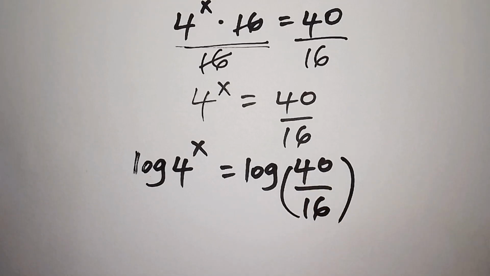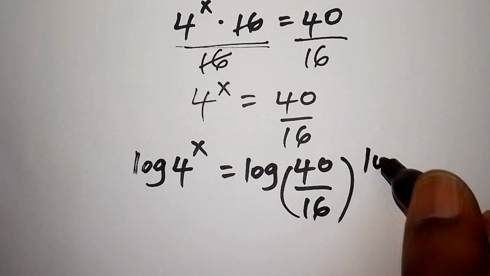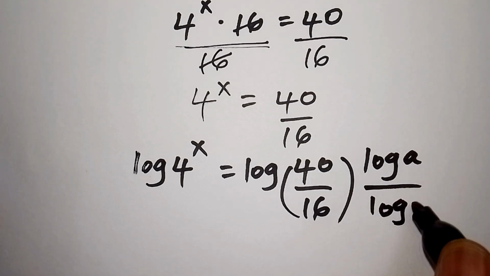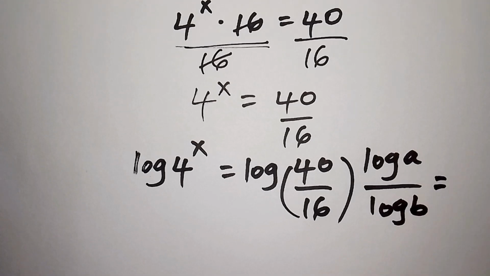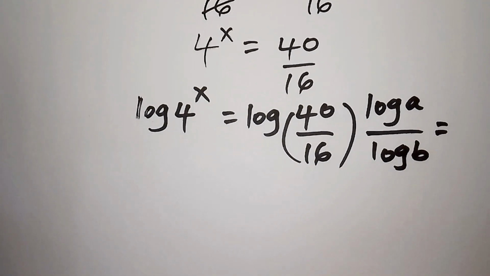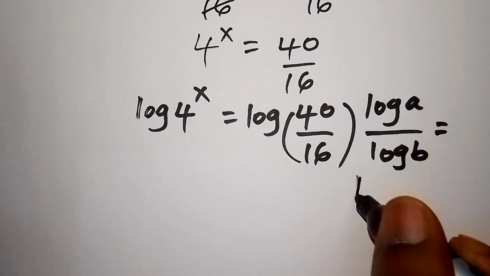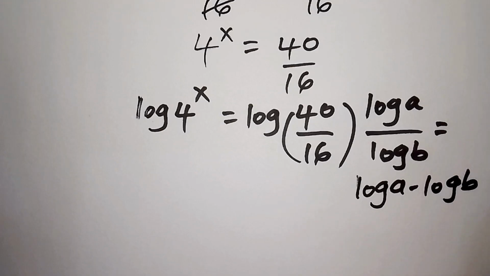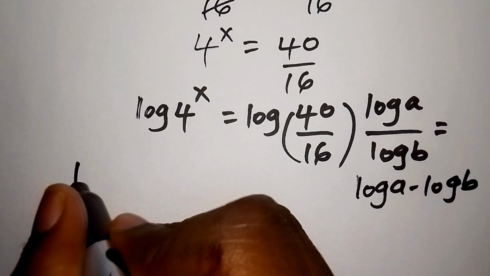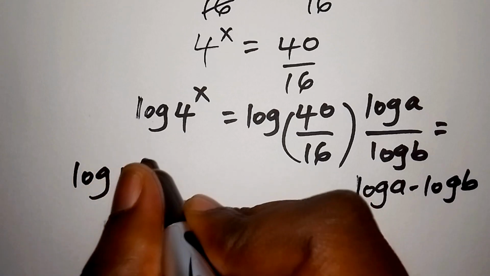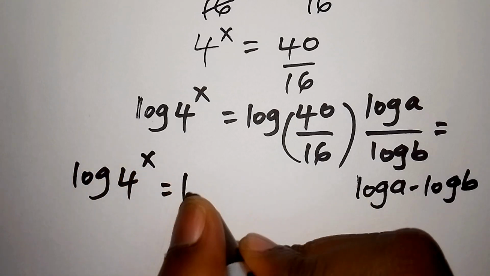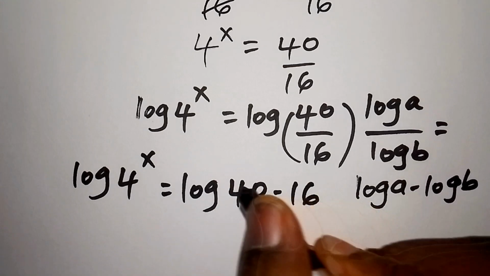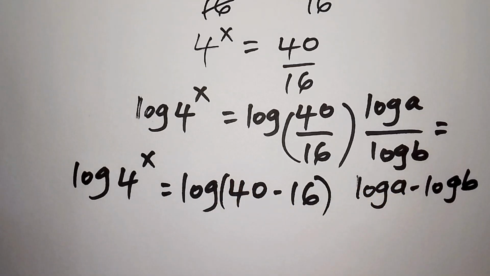Then you shall put into bracket. So when you have, for example, the log of a all over b, this can be written as log a minus log b. So log a minus log b. So here we shall have the log of 4 to the power of x is equal to the log of 40 minus the log of 16. Then shall put them into bracket.